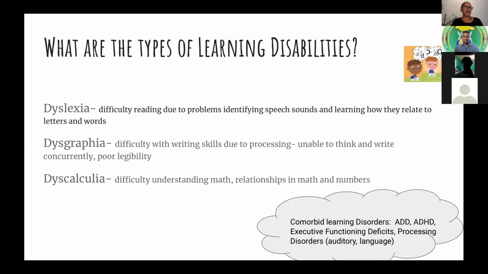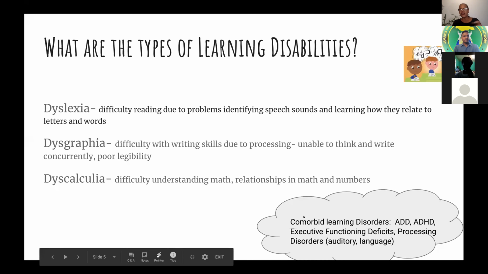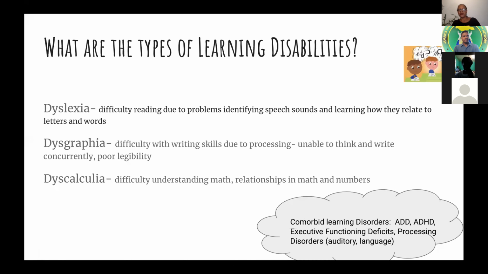And we're not talking about fear of math. We're talking about, I just don't get that there are three items on the table and the numeral three is what represents those three items, all right? Again, similar to what I said on the previous slide, we call them comorbid because it happens at the same time. There are some comorbid disorders that go along with many students with learning disabilities. And these disorders are, of course, attention deficit disorder or attention deficit hyperactive disorder, executive functioning deficits, that's the organization, and processing disorders such as auditory, language, visual disorders.